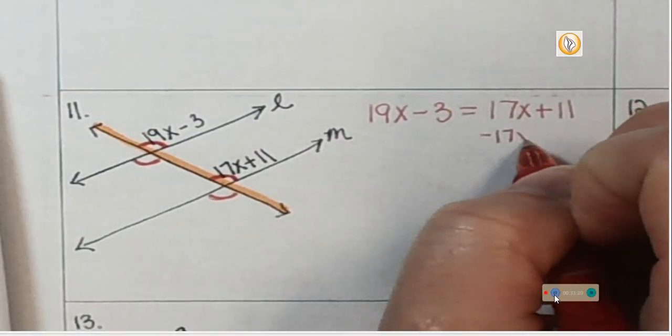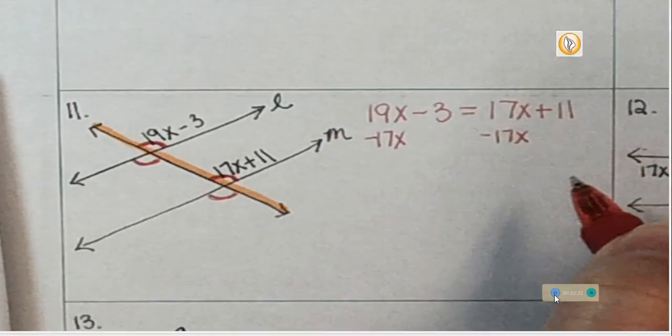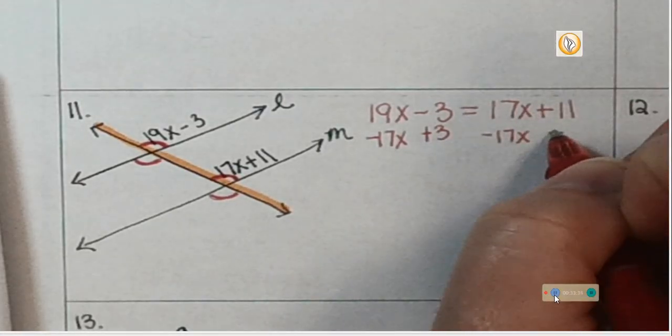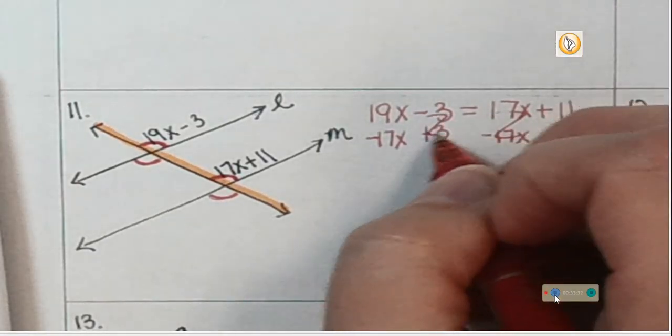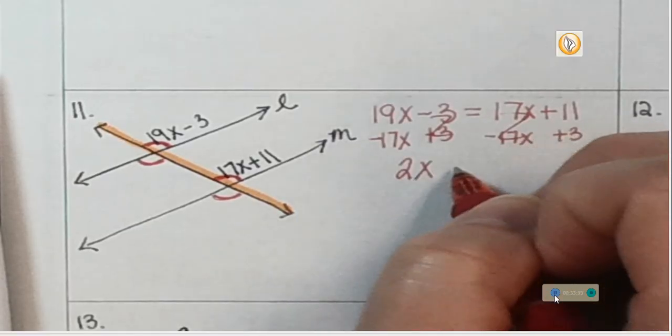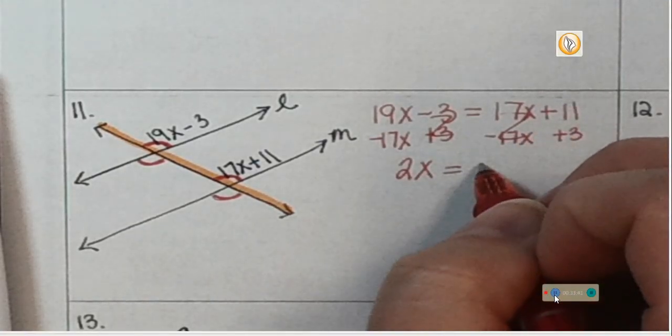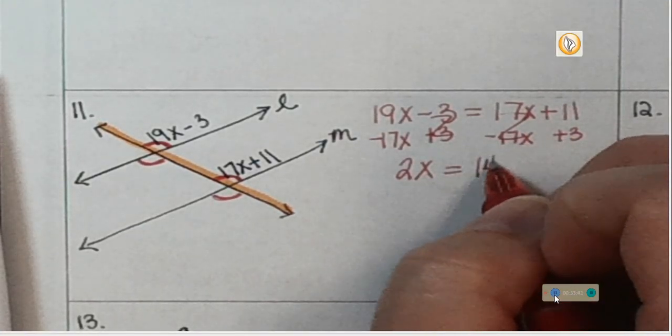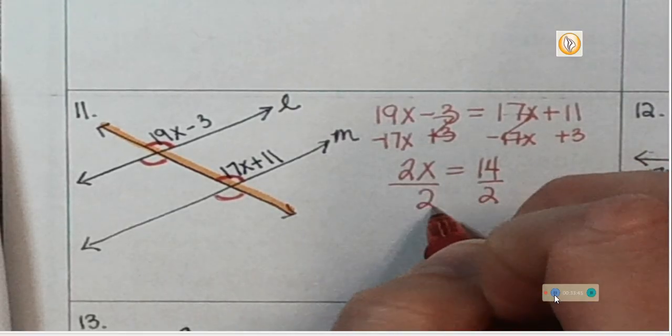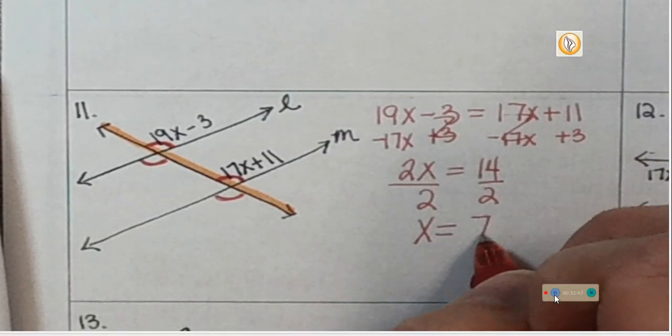I'm going to minus 17x to both sides. I'm going to add my 3 to both sides. Inverses cancel. That gives me 2x equals 11 plus 3 gives us 14. And when we divide by 2, what is our x value? 7.